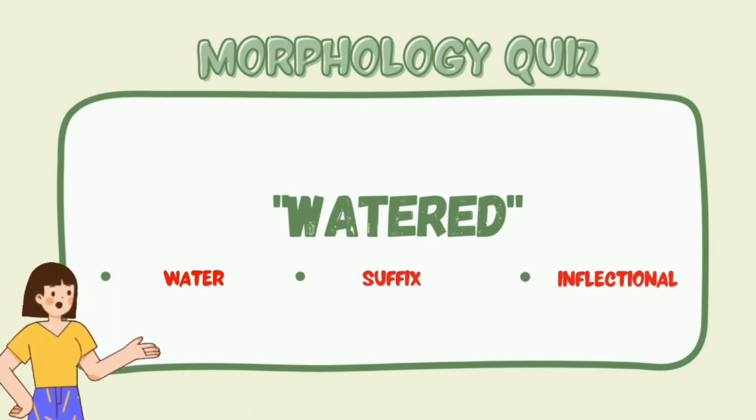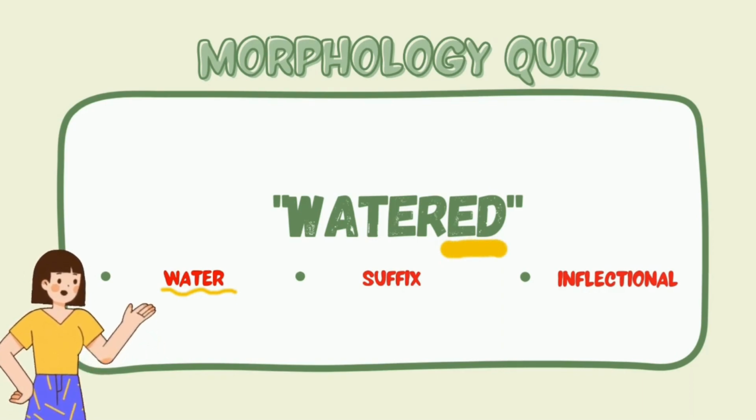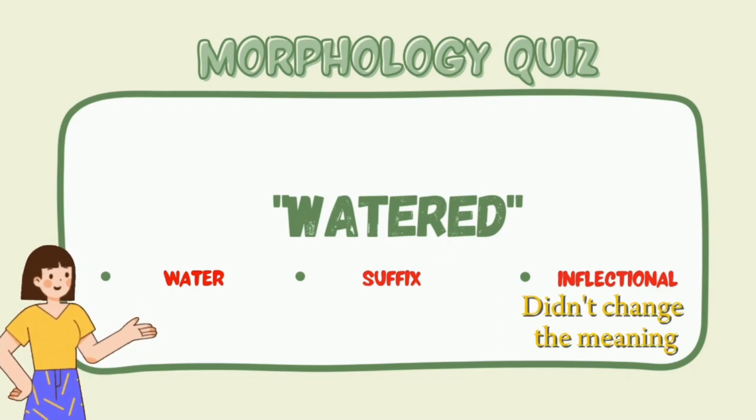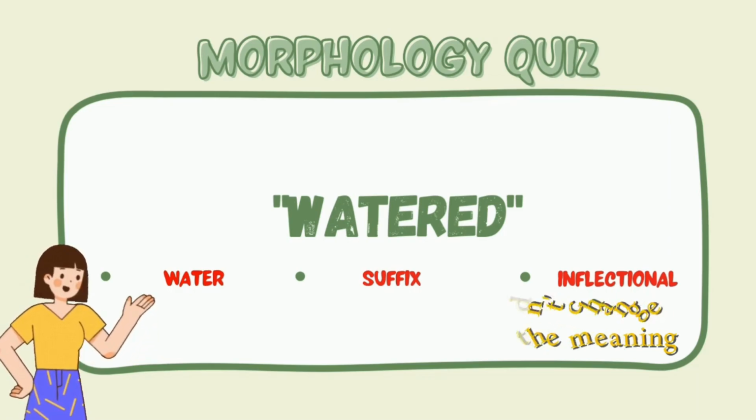The root word is "water." The suffix "-ed" is an inflectional morpheme because it only changes the tense of the word without creating a new word or changing its class.